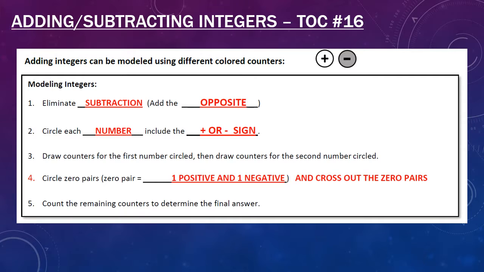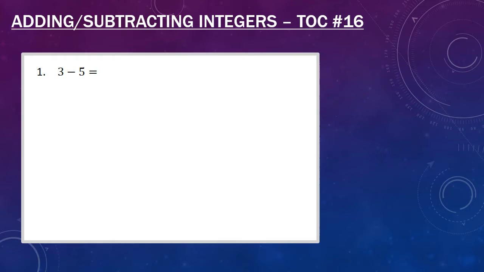And then what's left after you cross out all those zero pairs is your final answer. And I know that's kind of like, what, huh? It'll make sense. Just wait. So let's do our first example.